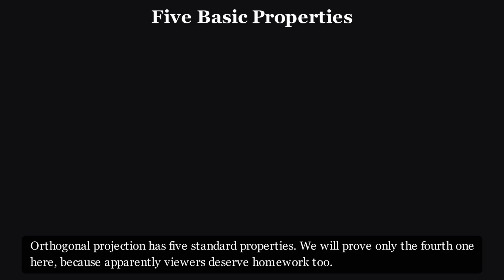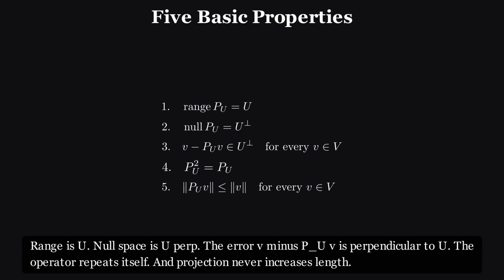Orthogonal projection has 5 standard properties. We will prove only the 4th one here, because apparently viewers deserve homework too. Range is U. Null space is U perp. The error v minus P_U v is perpendicular to U. The operator repeats itself, and projection never increases length.